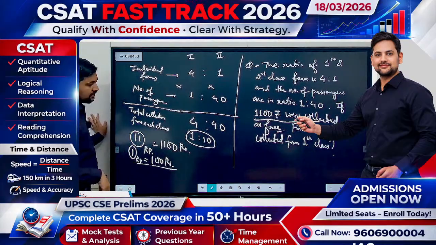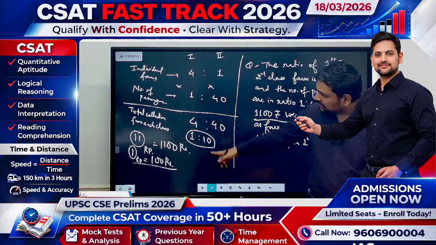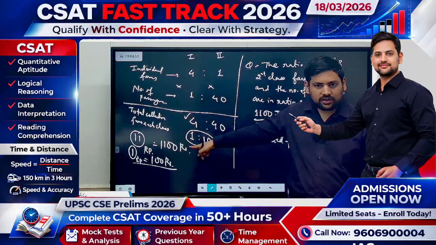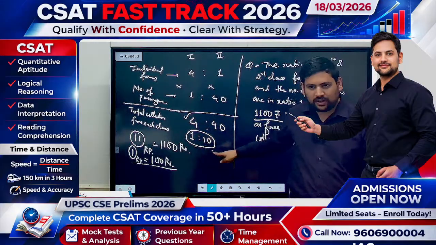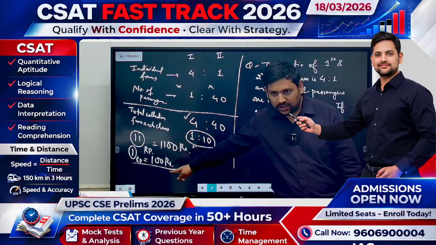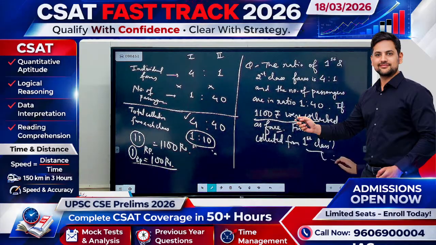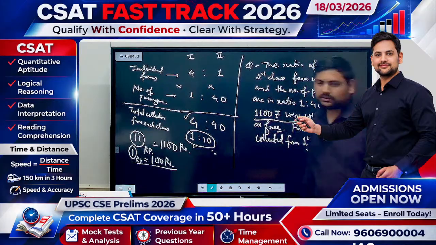If 1 ratio point is equal to 100 rupees, it is asking you the fare collected from the first class. First class is how much? 1:10 or 4:40. So 1:10 you have taken. So this is equivalent to 1 only. So that means 100 rupees. 100 rupees is what they got from first class, and the other 1000 rupees will come from the second class. That's it.